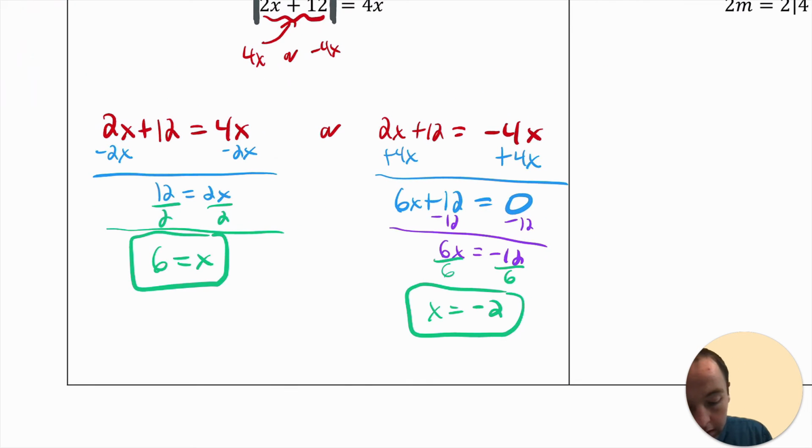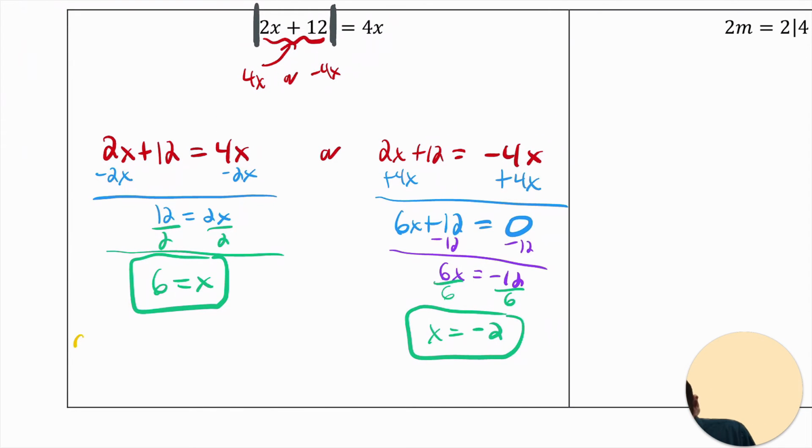So you really do need to check both of your answers to make sure that they work in the original equation. So let's do that. Let's check 6 first. The absolute value of 2 times 6 plus 12 is supposed to equal 4 times the 6. So we're plugging in the 6.